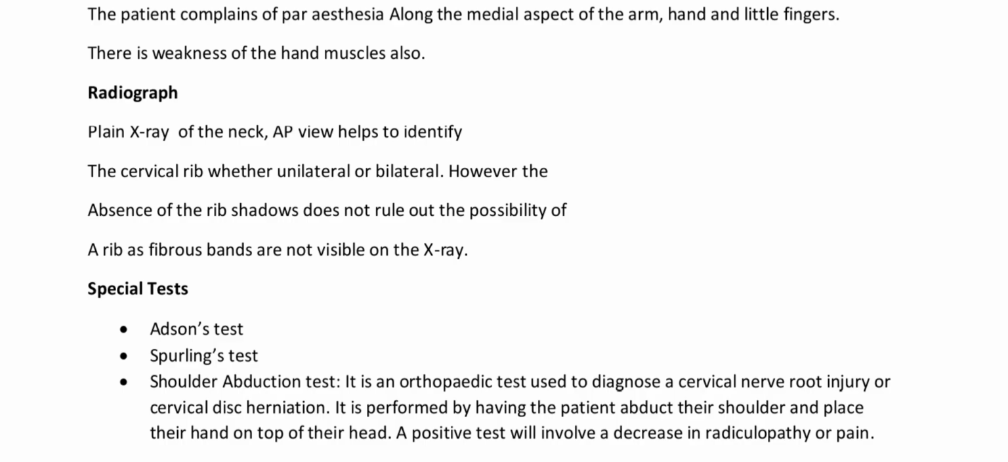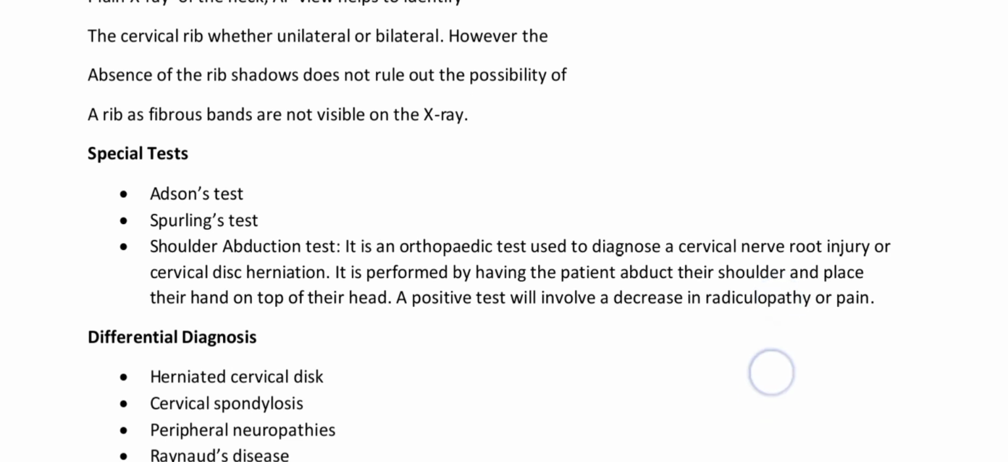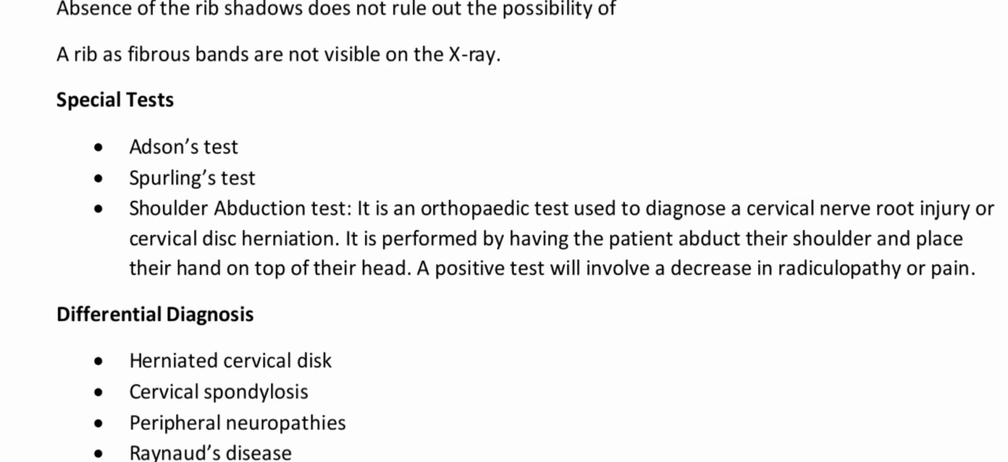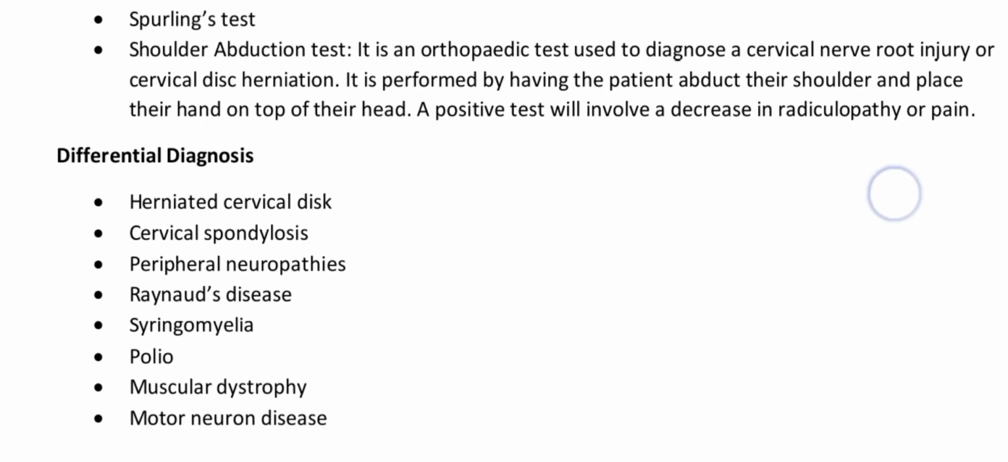What is the differential diagnosis of the cervical rib? Basically, there are a lot of differential diagnoses. Number one is herniated cervical disc. Number two, cervical spondylosis. Number three, peripheral neuropathy. Number four, Raynaud disease. Number five, syringomyelia, polio, muscular dystrophy, and motor nerve disease.